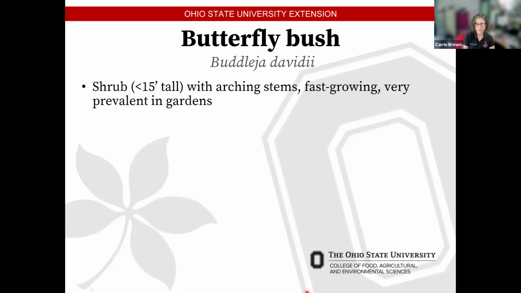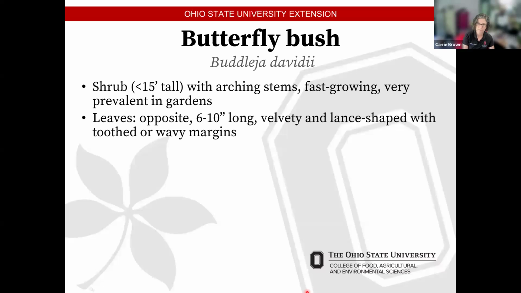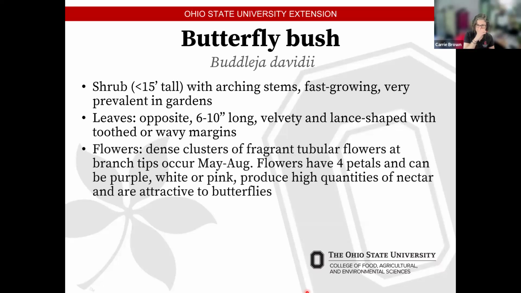So this is a shrub, has arching stems. It tends to be a pretty fast-growing plant. There's lots of cultivars out there. It's very prevalent in gardens. The leaves are opposite, 6 to 10 inches long, with toothed or wavy margins. The flowers are dense clusters, and they are fragrant. They have a long flowering period, May to August, depending on the cultivar. Like we mentioned earlier, they do produce high quantities of nectar, and they're very attractive to butterflies and other pollinators.